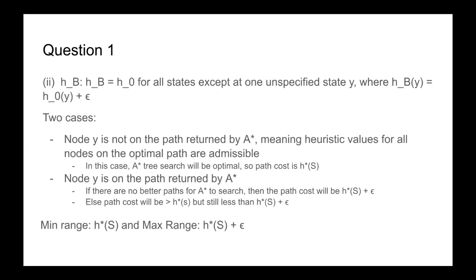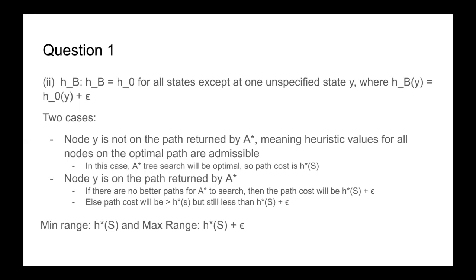For this case, we can consider two different cases. The first case is where we look at node Y. If Y is not on the path that's returned by A star, then the heuristic values for all nodes on the optimal path are admissible because they're equal to the value that H sub naught gives you. In that case, A star tree search is optimal by our previous reasoning, so the path cost given by the algorithm is going to be H star of S. So that's our min range value.